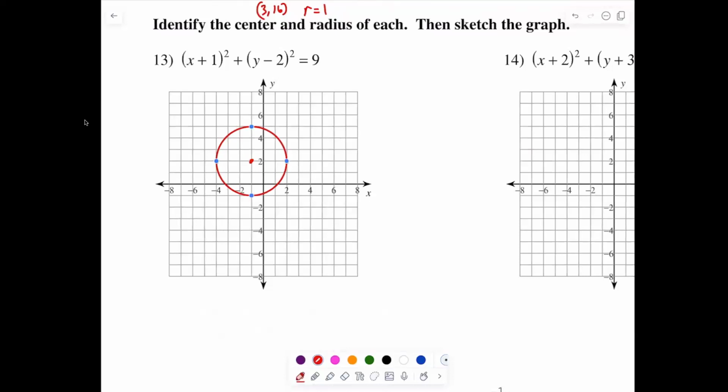Why did you go up 3 and down? Because that's a radius. The radius is 3, correct? Well, the radius is 9. I can't help that. The radius is 3. This is 3. This is 3. The radius of the circle is 3. Anybody have any issues with graphing that?